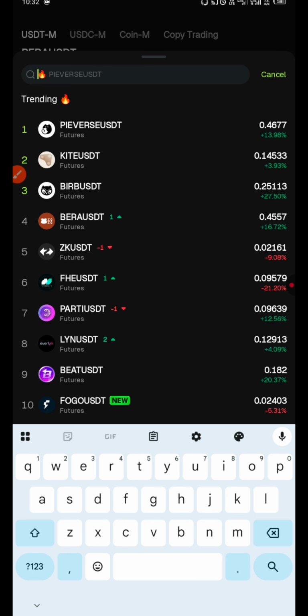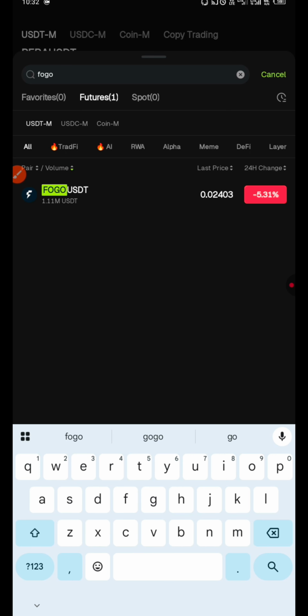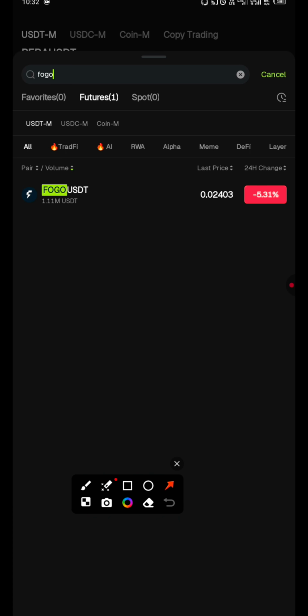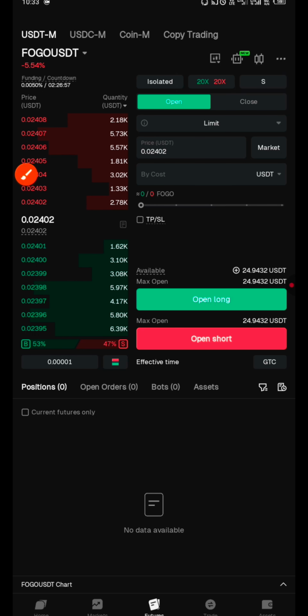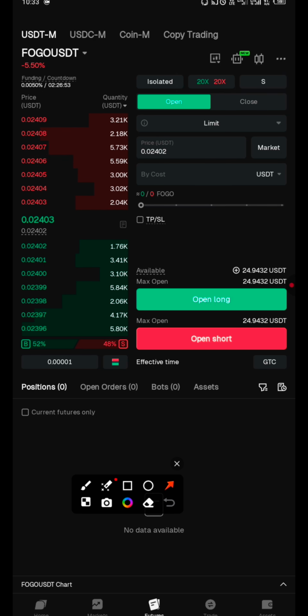Let's say it's FHE or FOGO USDT, anything it is, you just tap on it, type the token, you see it appear right here, click on it and that is it. We are there. Now you have changed the asset you want to trade.